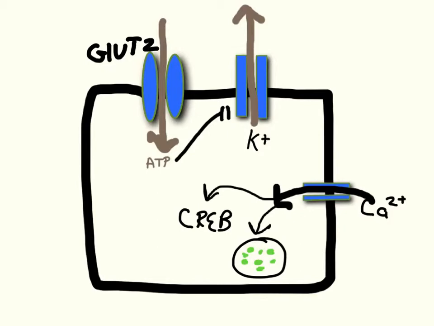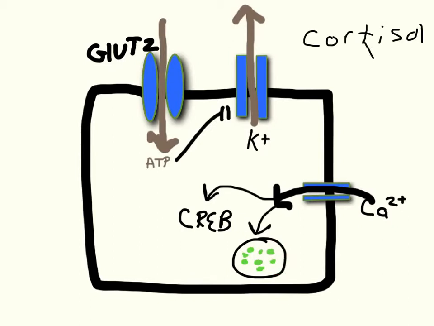Once it depolarizes to a certain threshold, it opens up this voltage-gated calcium channel, and calcium will flow in. Calcium will have two actions. First, it will act through this calcium response element binding protein to increase the production of insulin altogether, and it will also act on these vesicles that are storing insulin and cause them to be released. So the input from calcium causes both the production and secretion of insulin into the blood.